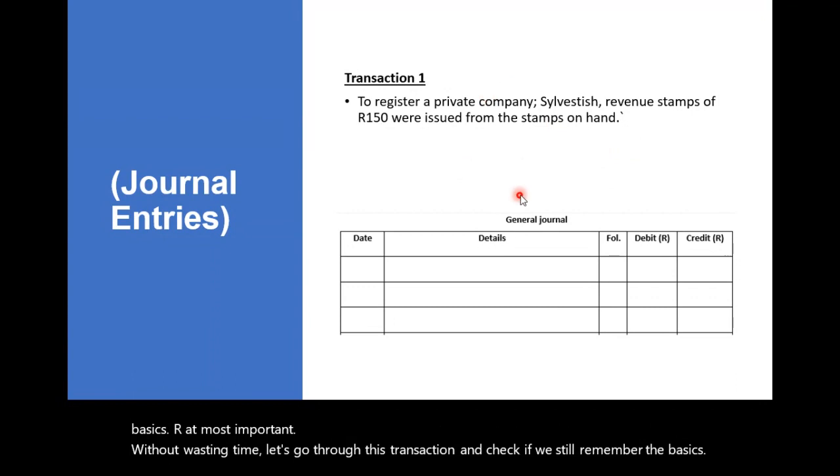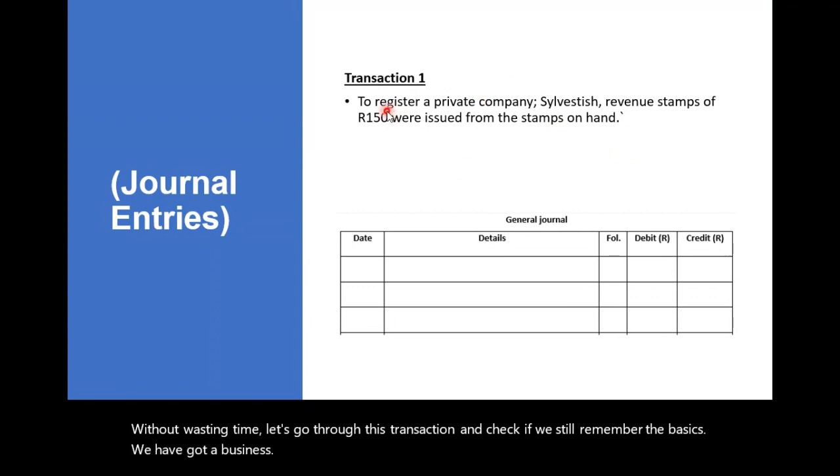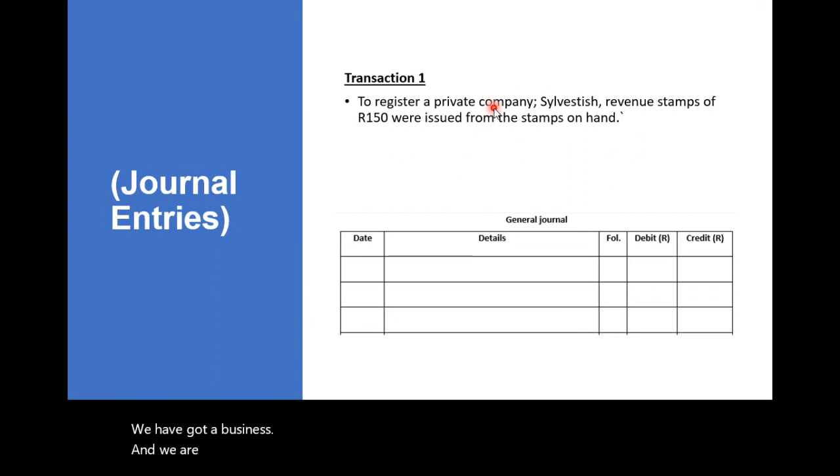Here we have got a business, and we are registering a private company by the name of Silverstish. In the process of registering this company, we issued the revenue stamps of 150, which were on hand. So remember, the most important thing is to identify the 2 accounts involved.